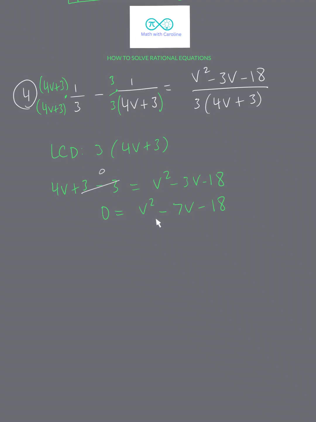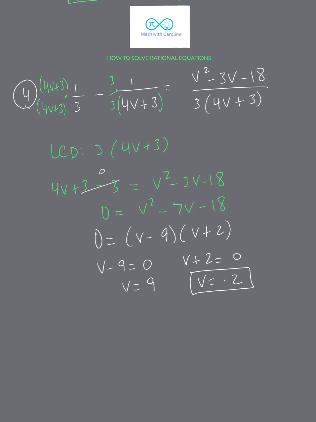I can do this by factoring. Two numbers that multiply to negative 18 and add to negative 7 are negative 9 and positive 2. So those are the numbers that go in my factors. And now that it's factored, I can set each factor equal to 0. Add 9 to both sides, subtract 2 on both sides to get my two solutions.